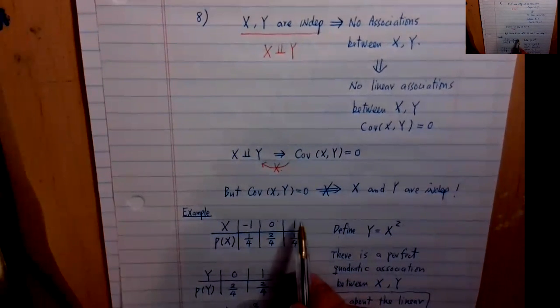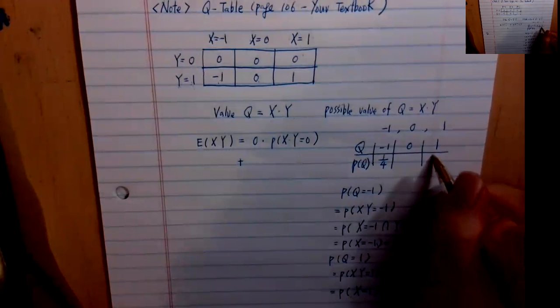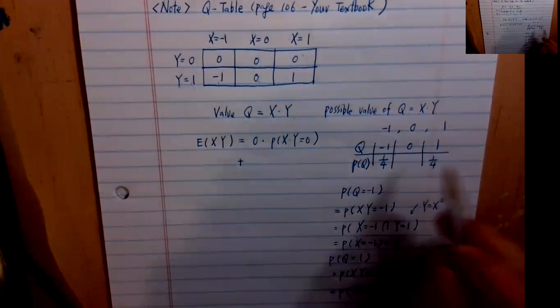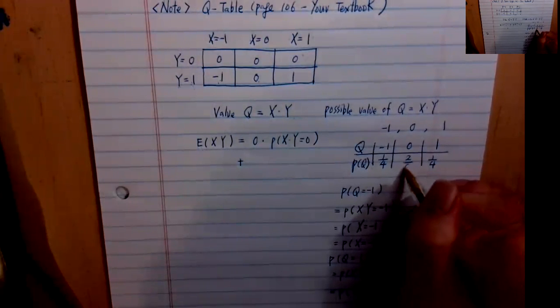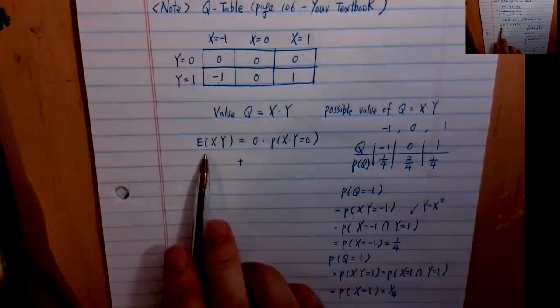The chance of x equal to 1, again, here is 1 over 4. So let's just copy it here. This is 1 over 4. And we know the probability should sum up to 1, so this must be 2 over 4. With the PMF of Y, we are ready to find the expected value of x times y.